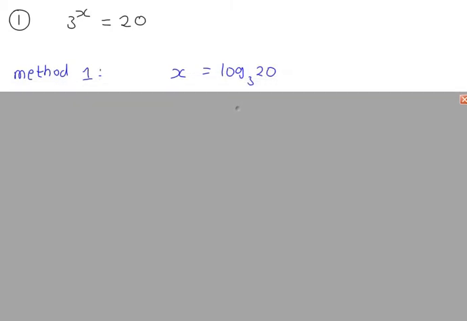So one method is to rewrite this in log form. We start with the power, which is what we're looking for. So power equals log. The base here is 3, it's always the same, and the value left is 20, so it's log 20 to the base 3. So we can put that into a calculator and get the decimal value for this.